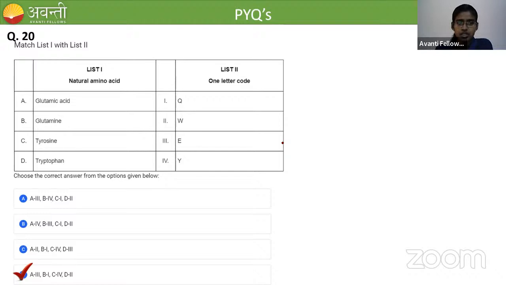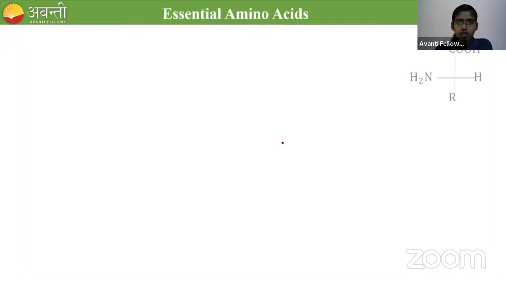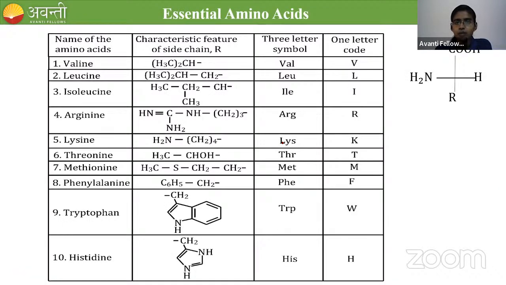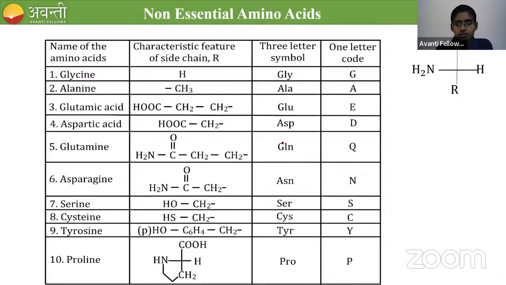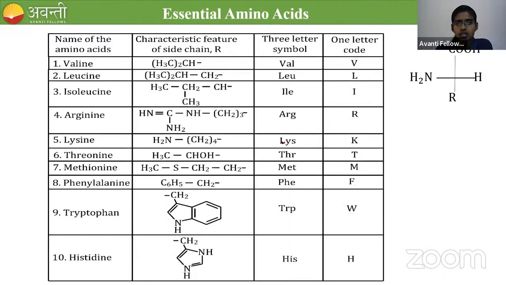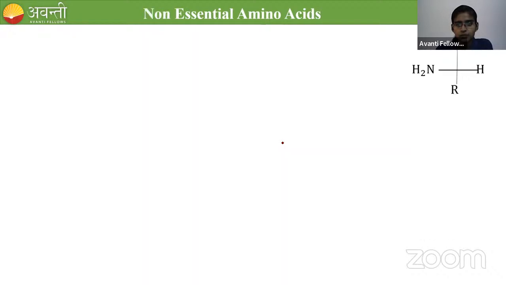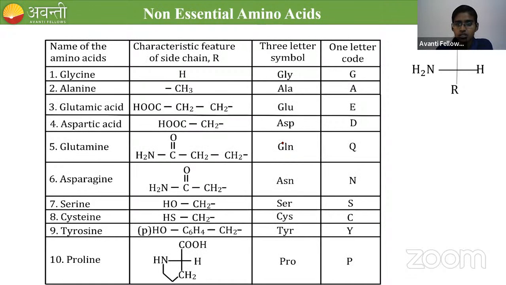To answer this question, we don't have to remember concepts and all. You just have to memorize the essential amino acids tabular column and the non-essential amino acids tabular column. Okay. So here we have the list of amino acids and the letter code. You can take this essential amino acid tabular column as a screenshot, and these are the non-essential amino acids. And from this, you can match it.